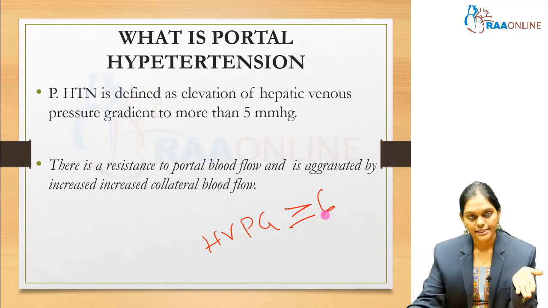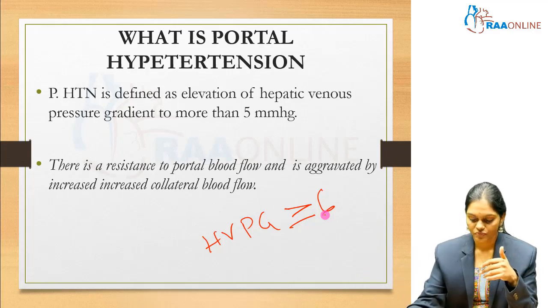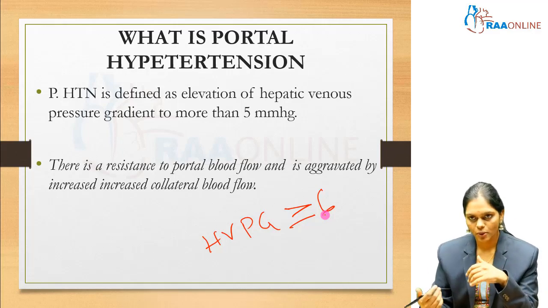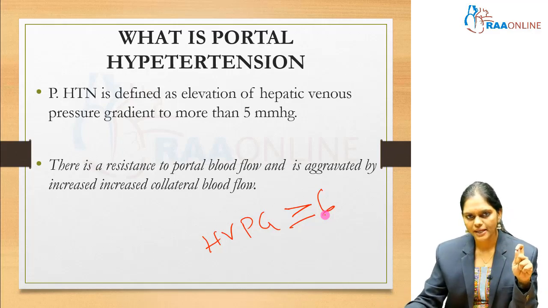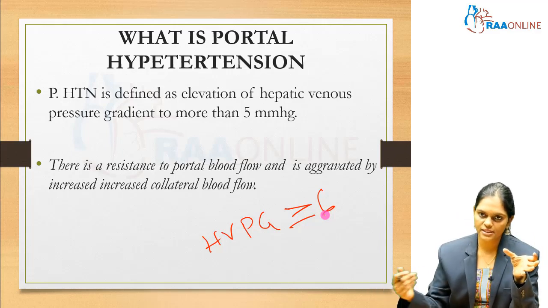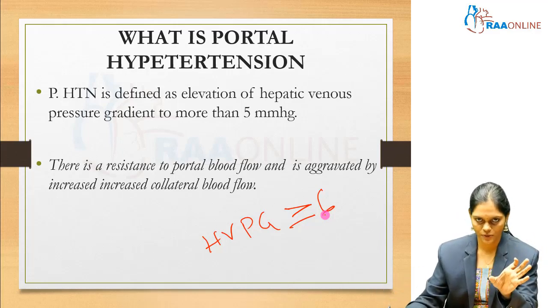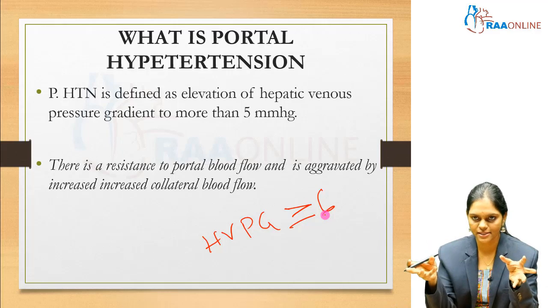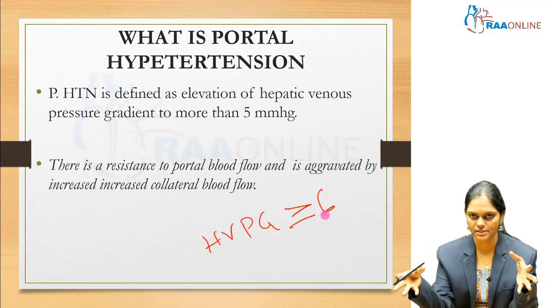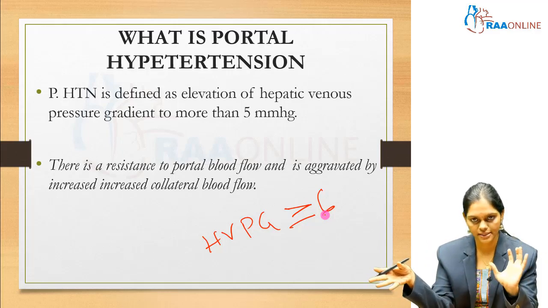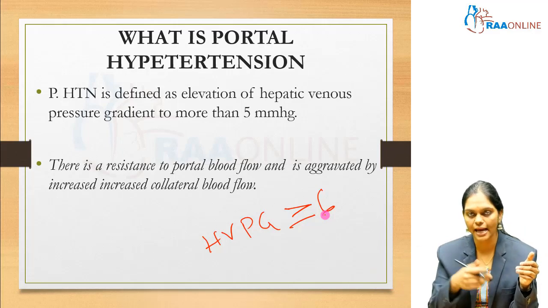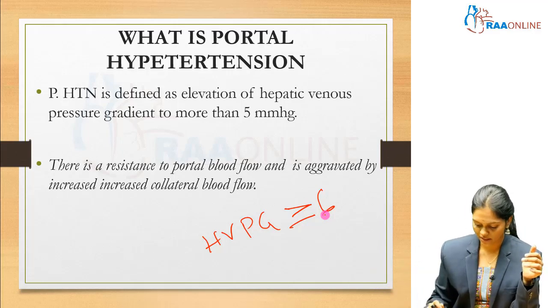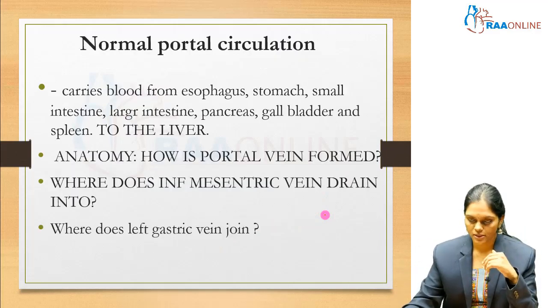Now, it is the resistance to portal blood flow which is aggravated by increased collateral blood flow. Say, for example, if there is cirrhosis, the blood which is coming into the liver faces a resistance given by the liver because of many reasons, and that is going to be aggravated because of increased splanchnic circulation and the collateral blood flow increases. So, it is not just a resistance, it is a resistance which is aggravated by increased blood flow to the liver.